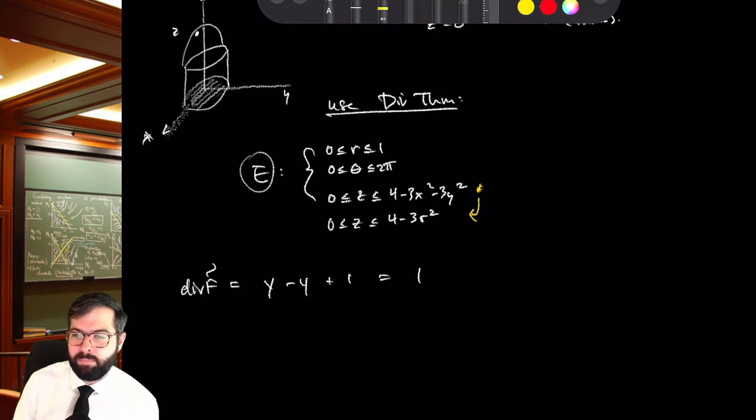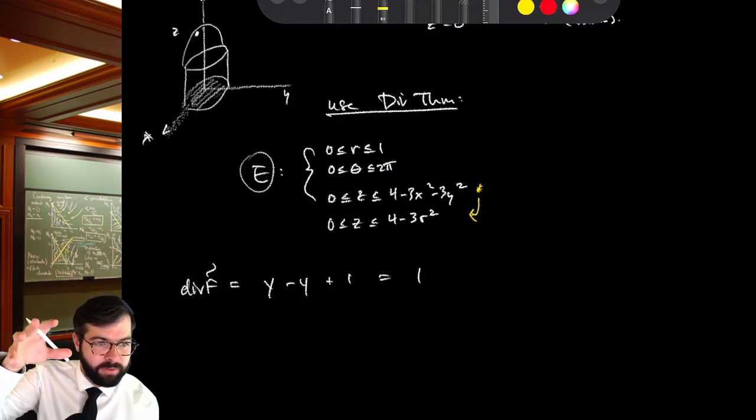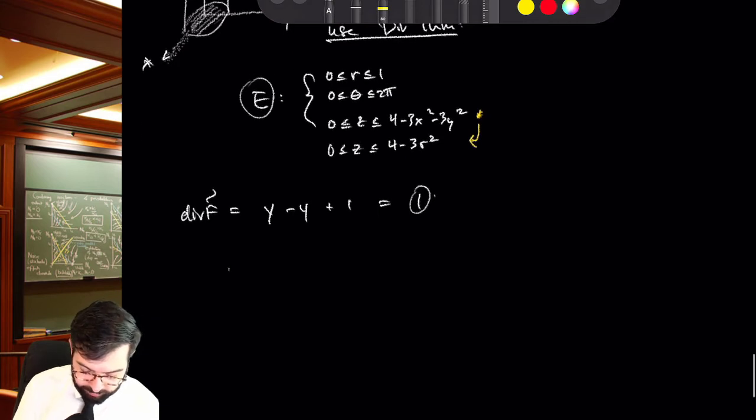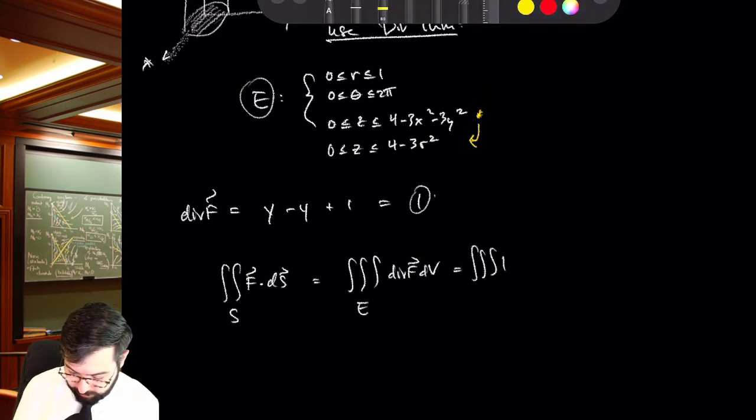But in the interest of trying to move through a few examples, we're speeding it up. Divergence could depend, and often does, on where you are in space. It's a measure of how much vectors are flowing away from that point. Sometimes it's constant like this, but not always. So divergence is 1, which means this is equal to the triple integral of divergence of F dV, which is 1 dV, which is the volume of E.